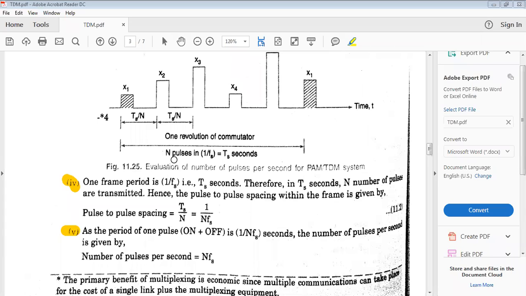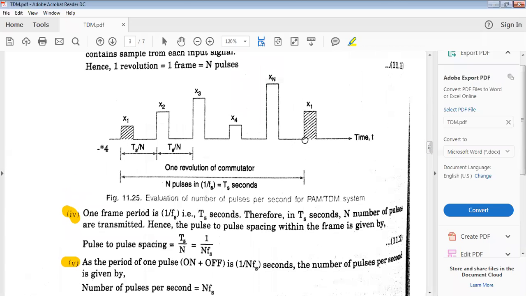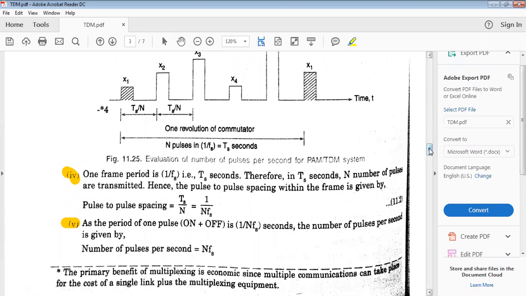Fs is the sampling frequency. Total time of one frame, that is starting from x1 and to before the starting of another x1, just before the starting of x2, is Ts seconds, which equals 1 by Fs. If N number of pulses are there, there should be a pulse spacing equal to total time by number of users, that is Ts by N. Ts equals 1 by Fs, so 1 by N Fs is the pulse spacing.